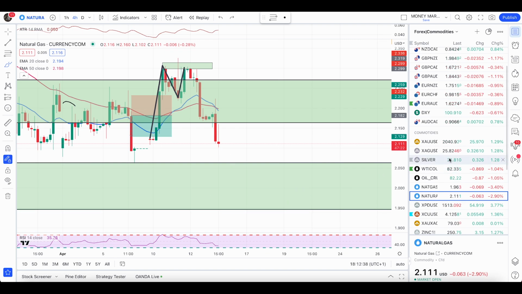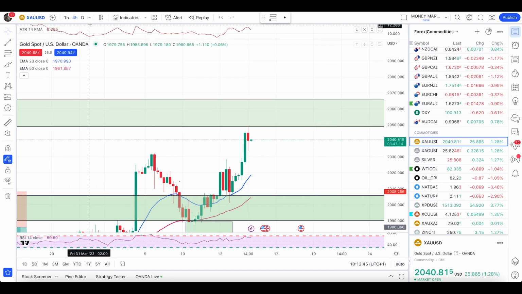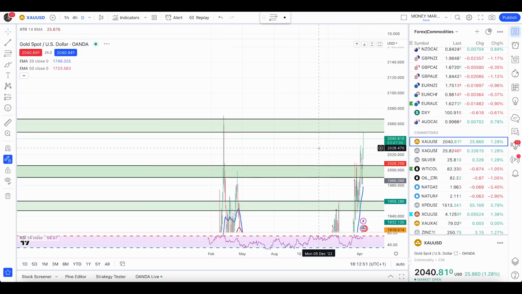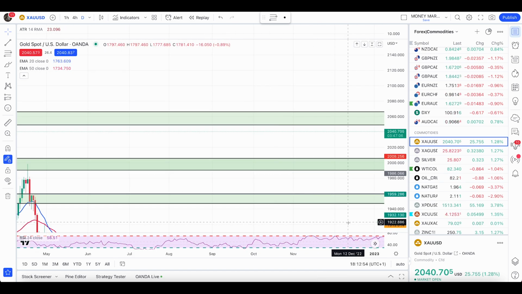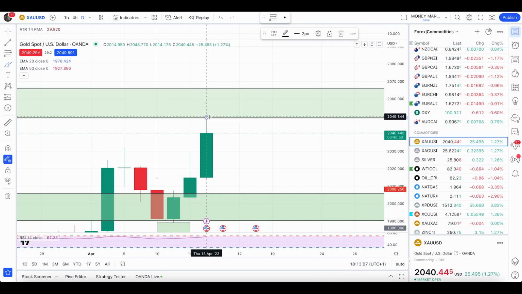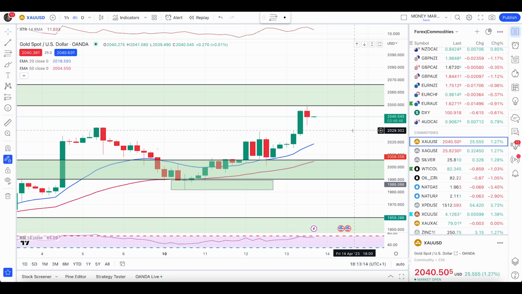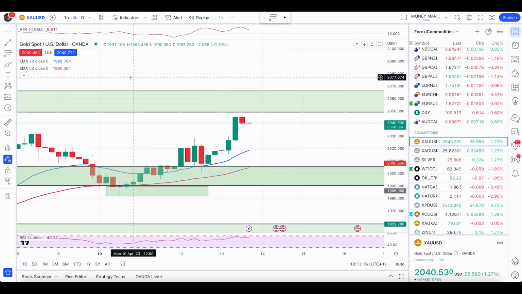Let's check gold. Right, so gold is now about to hit the level of major resistance, and that is actually almost there, a pip below my zone. So in that case, what I'll do, I'll still keep this zone and look for my sell trades only.